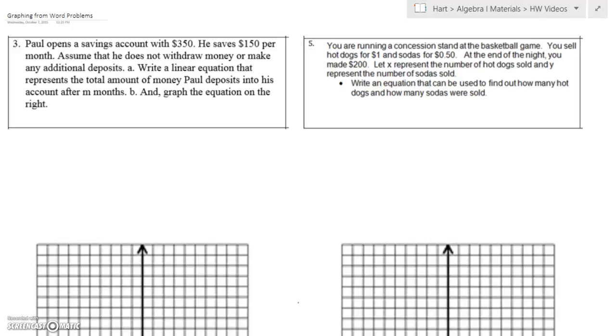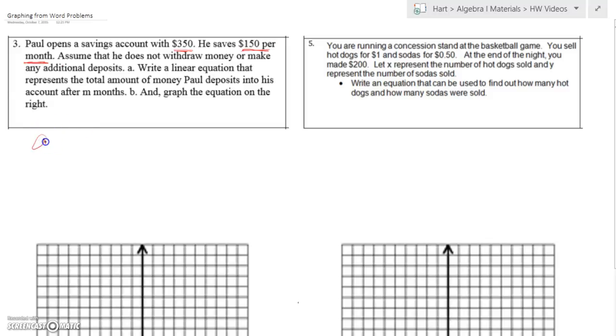Okay, this is from Graphing from Word Problems homework, and I'm doing questions 3 and 5. So on question 3, Paul opens a savings account with $350. He saves $150 per month, and we have to assume that he does not withdraw any money or make any additional deposits.